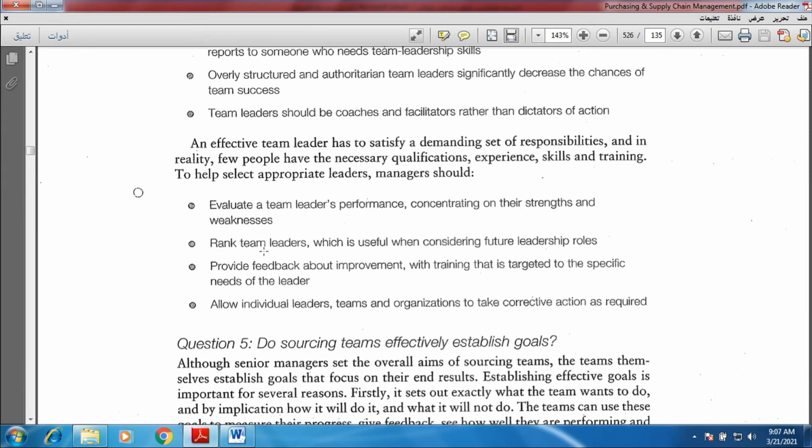Managers can also rank the team leaders, to say that for these problems or these challenges, we want to nominate this leader, and that problem could be handled by that leader. So we know our leaders' abilities and how we can give them the goals that are suited for them.